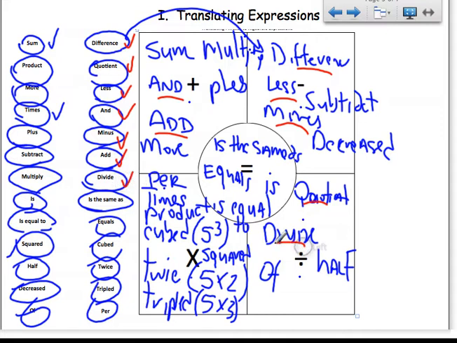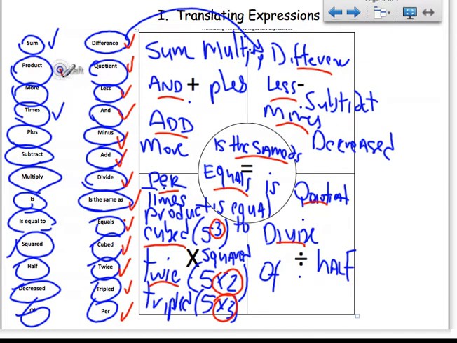Divide goes here. Is the same as is an equals word. Equals is an equals word. Cubed is a multiplication word because it really means 5 cubed, which means 5 to the third power, which is really 5 times 5 times 5. Twice is a multiplication word because it really means times 2. Tripled is a multiplication word because it really means times 3. Per tends to be a multiplication word, so if I go 5 times per day, that would be 5 times the number of days per.